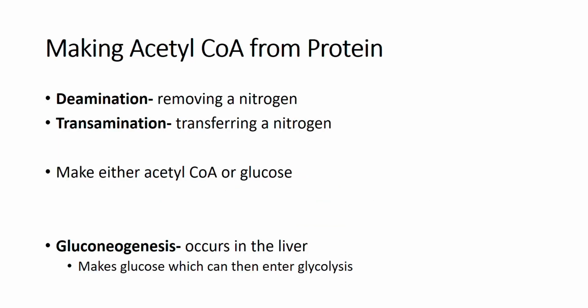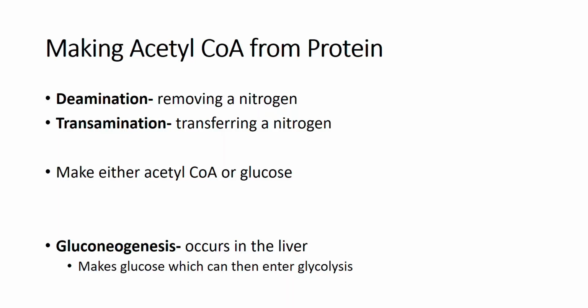Finally, we can make acetyl-CoA from protein. We don't do this too often because protein has such an important role in our body. Proteins are used as transporters, they're part of enzymes, they're part of hormones, they're a major component of our muscles. So we don't want to use protein for ATP very often. However, in extreme conditions, so like if you're starving or if you're doing a high intensity exercise task that depletes all your other energy sources, you can also get ATP from protein.